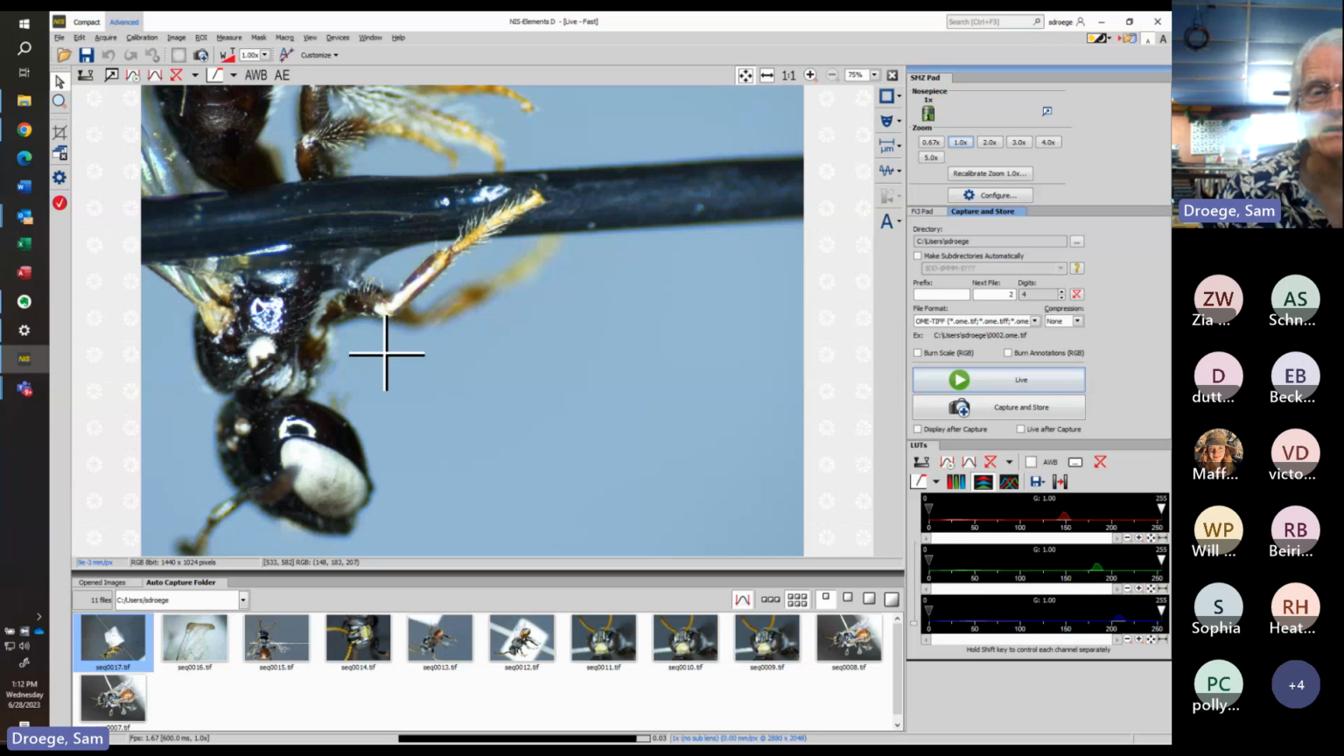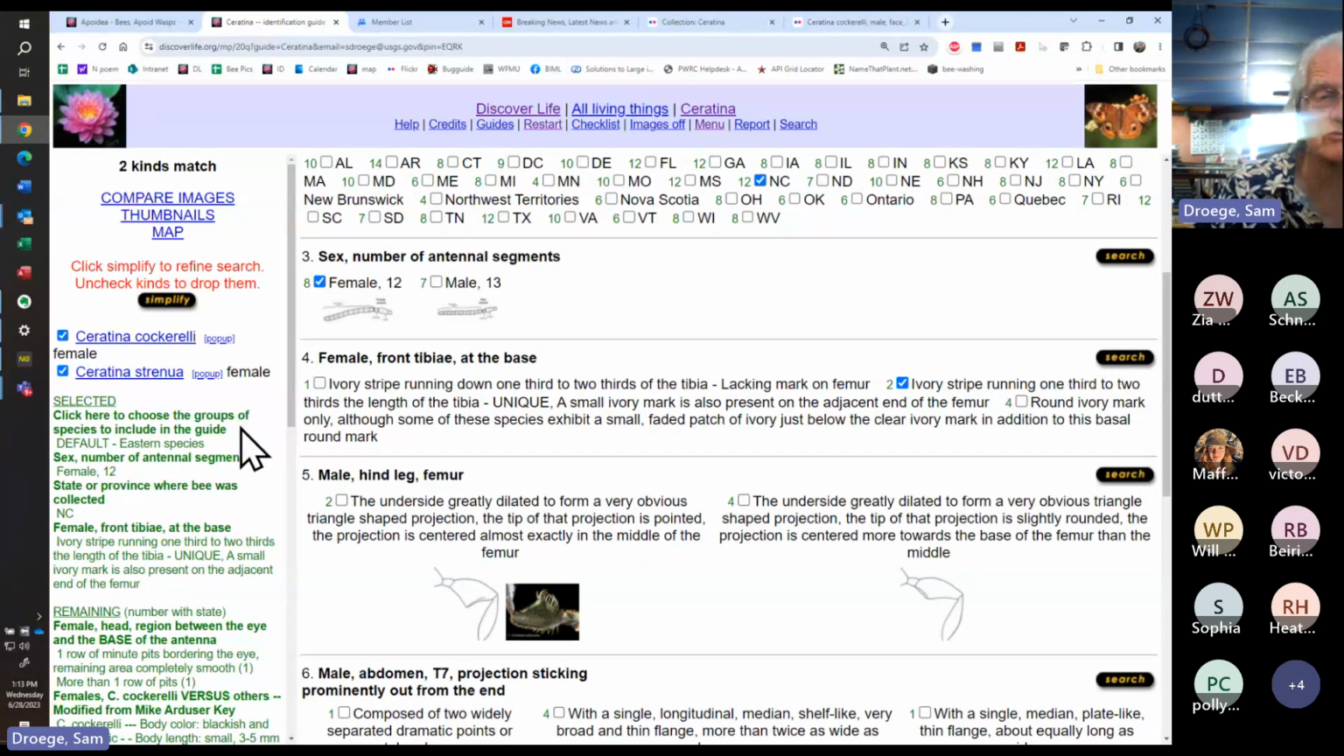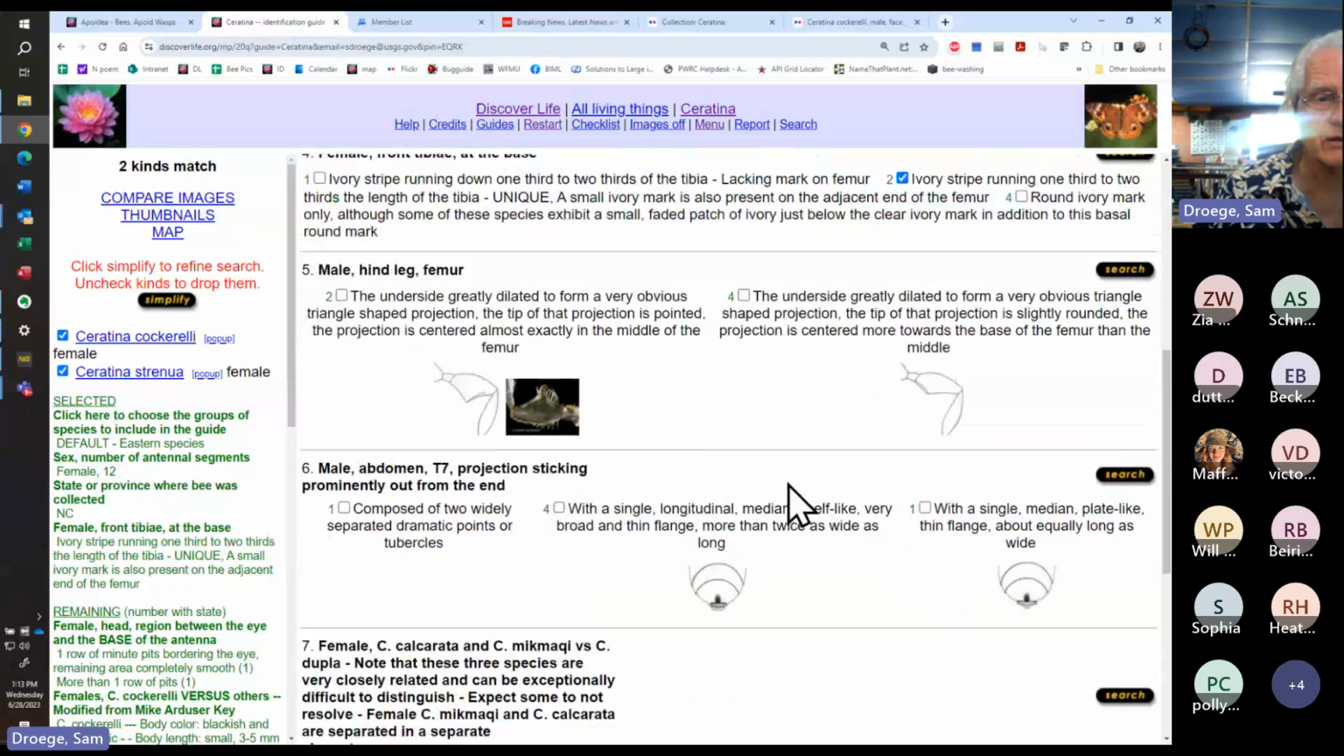Ceratina cockerelli tends to have a much more bright white marking than the other species here, who you definitely would say it's white, but there's a sort of off-white quality to it too, just demarking yet more information about this group, the species, that differentiates it from the other ceratinas. So to that extent, if we were looking at that particular specimen, we would end up with this. Now we're down to 2, cockerelli and strenua, and in the females.